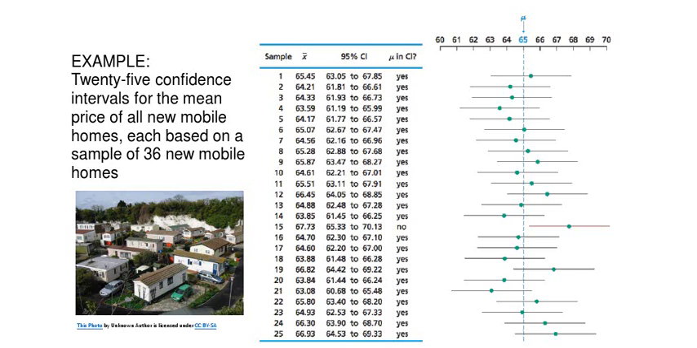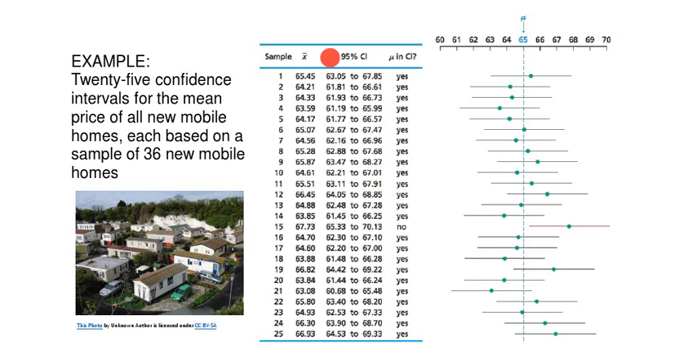Let's talk about an example. Let's say that we went through and found 25 confidence intervals for the mean price of new mobile homes, based on a sample of 36 mobile homes. So each of these samples, sample 1, sample 2, sample 3, each sample consisted of 36 new mobile homes. And we got a mean for each of those samples. So in the first sample, the mean was $65.45. We're going to say that's in thousands of dollars, so $65,450 for the mean of that sample.